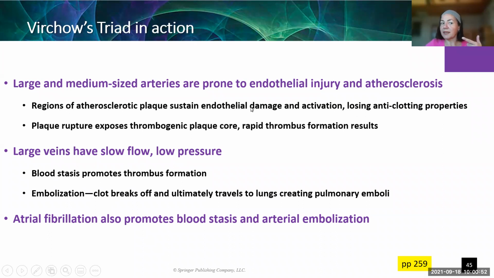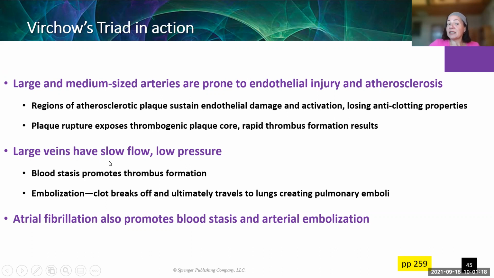So the healthy endothelium that's supposed to be producing prostacyclin and nitric oxide is not doing that so much. On top of that, the plaques themselves can break. And then the inside of the plaque is super sticky for the platelets. So you can get rapid thrombus formation on the plaque itself.